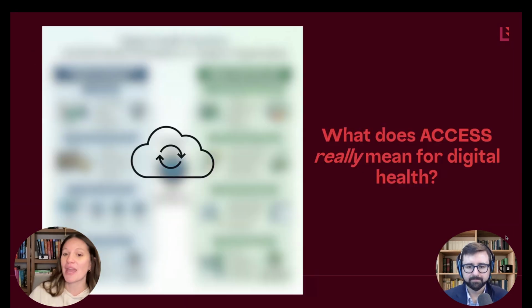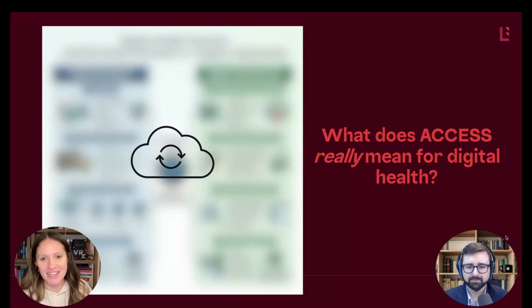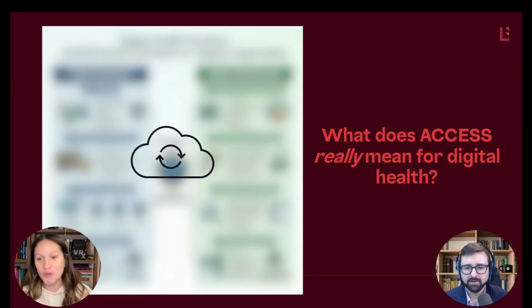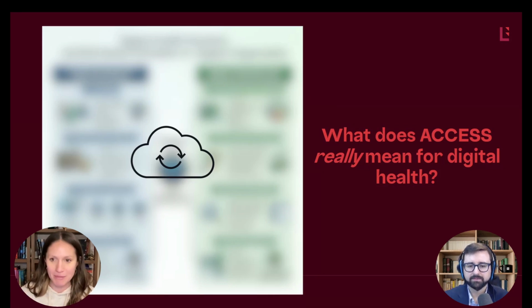All right. Okay, so this is my favorite part of the discussion, and if you're looking at your screen and tapping, going, why isn't this image loading? It's because I played a trick on you. It's not actually going to load. It's blurred out for a reason, and that reason is because in order for us to go through what this actually means, what ACCESS really means for digital health, we need a lot more time to talk about the details. And so in the next video, we're going to start off with this image.